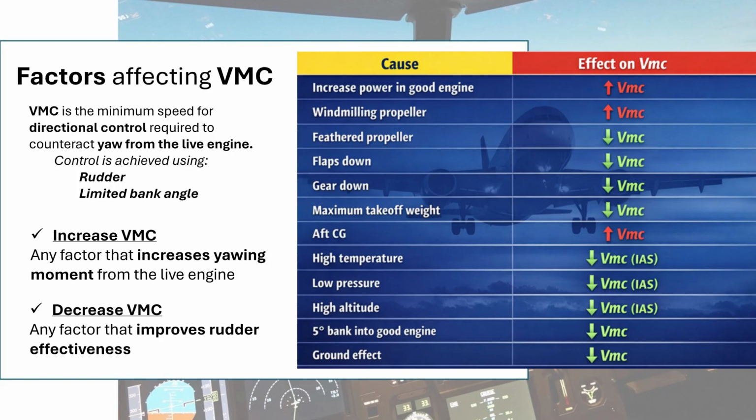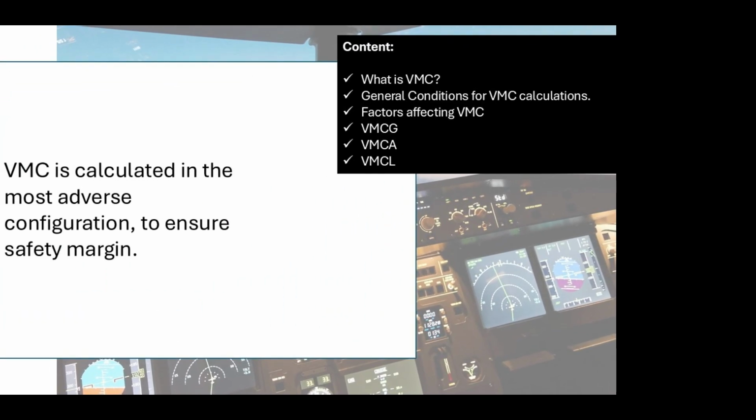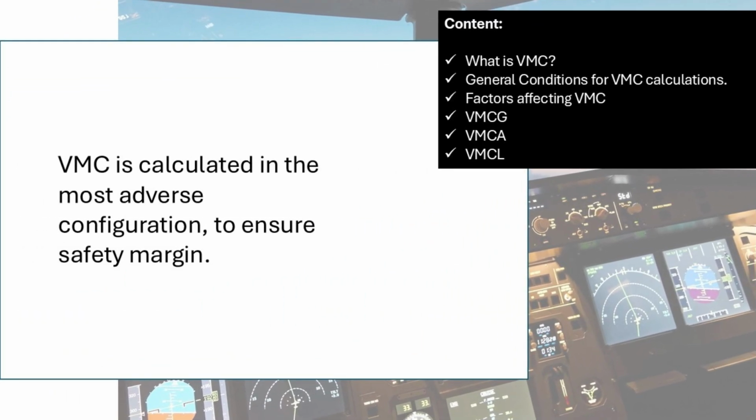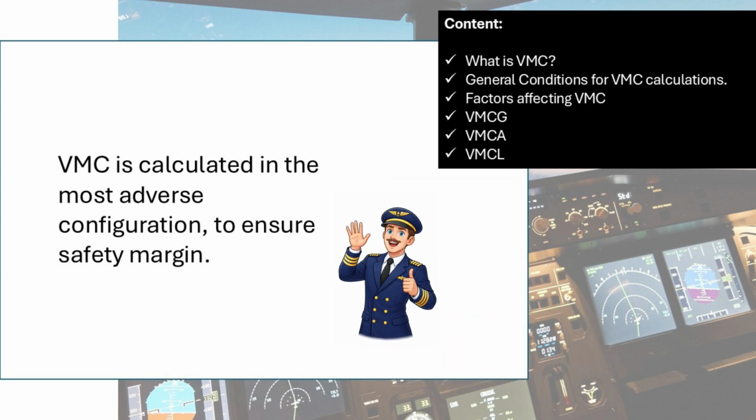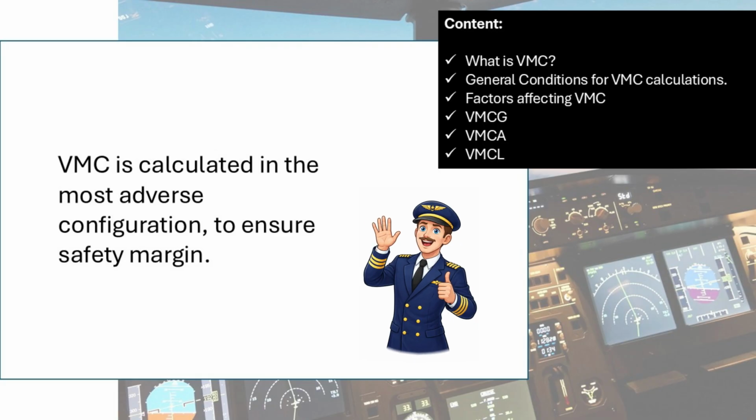A forward center of gravity increases the moment arm of the rudder, making it more effective, and therefore reducing VMC. Extension of flaps and landing gear also improves directional stability and rudder effectiveness, which further reduces VMC. VMC is calculated in the most adverse configuration, to ensure an adequate safety margin. We will discuss this concept in more detail later in the video, with specific reference to VMCG, VMCA, and VMCL.